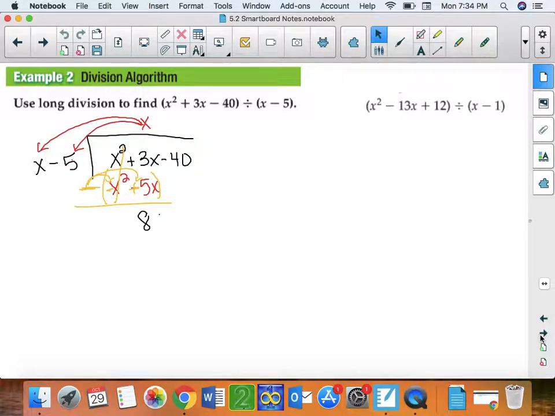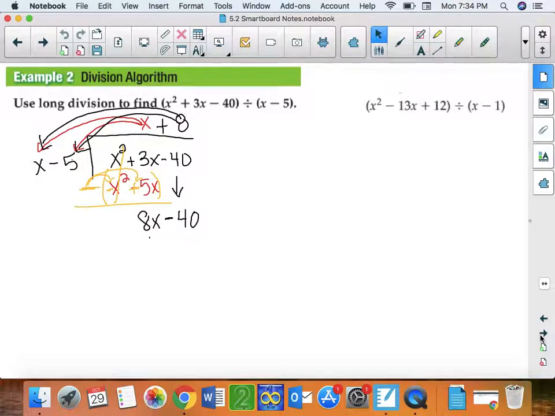So now I have 8x, and then I'm going to bring down my negative 40. So now I'm asking myself, what times x will give me 8x? And we know that that's a positive 8. And then I'm going to multiply that through to both.